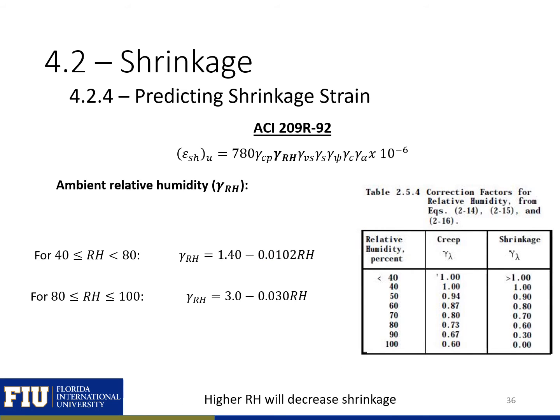Next, we have a factor taking into account the external relative humidity. If we have an external relative humidity between 40 and 80%, which is where we'll typically be, we can use this expression. If we have a relative humidity greater than 80, then we have a different expression. And this is also in table form, we have a different factor for creep and shrinkage. So we can see that a higher relative humidity will decrease our shrinkage.